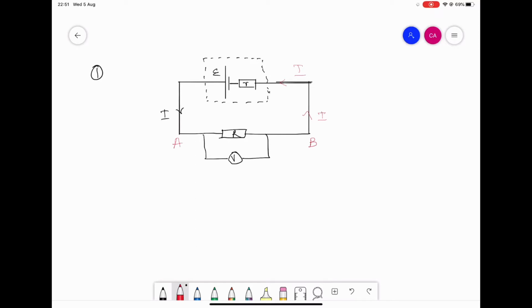So why is the volt lost? It is lost because of the internal resistance of the battery, which is indicated by small r. So let's write the equation. The total EMF of the battery should be equal to the potential difference across the small r, let's say it's V1, and the voltage difference across capital R, which is V. So the total EMF of the battery should be equal to the addition of V1 plus V.